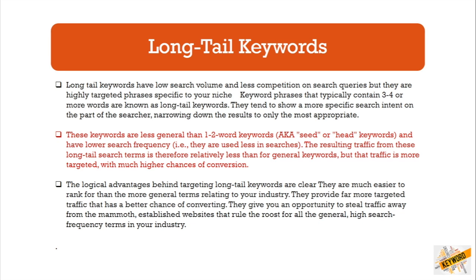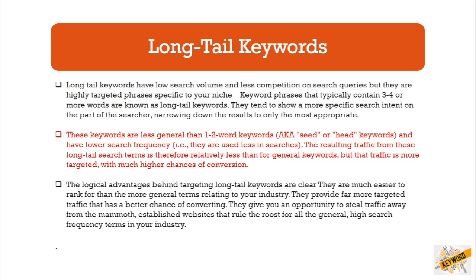Let's consider long-tail keywords. Long-tail keywords have low search volume and less competition on search queries, but they are highly targeted phrases specific to your niche. Keyword phrases that typically contain 3 to 4 or more words are known as long-tail keywords. They tend to show a more specific search intent on the part of the searcher, narrowing down the results to only the most appropriate. These keywords are less general. They're 1 to 2 keywords, also known as seed or key headwords, and have lower search frequency. They are used less in searching.